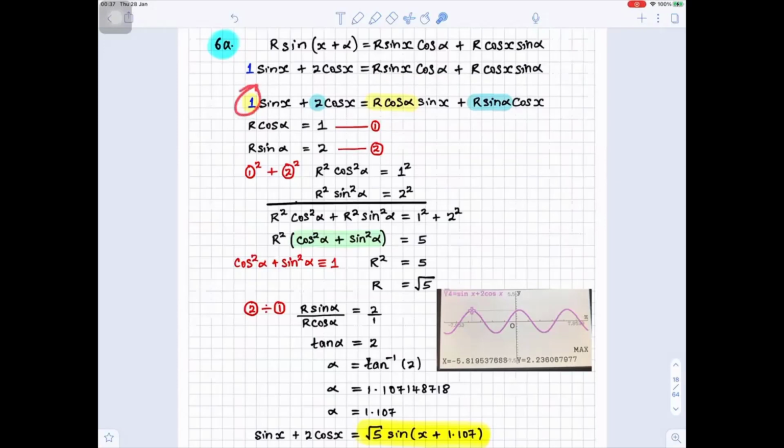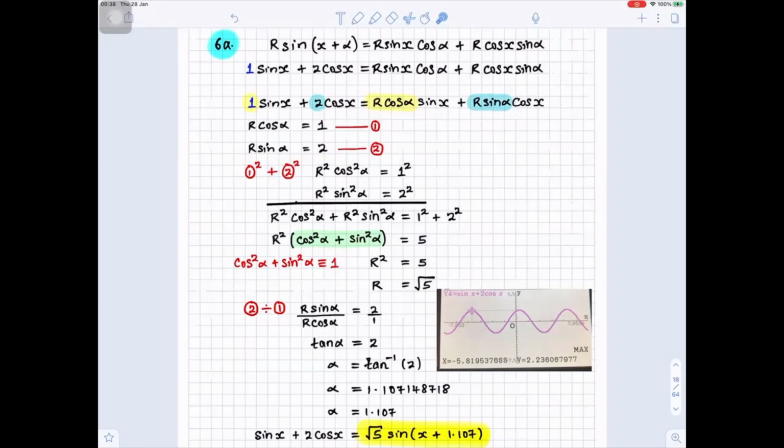So the 1 is similar to r cos alpha, because in front of it is sine x. R cos alpha, in front of it is sine x. So that means 1 is equal to r cos alpha. When we compare the 2, it is equivalent to r sine alpha, because in front of 2 is cos x, and in front of r sine alpha is cos x. So what is in front, 2, is equal to r sine alpha. So r cos alpha equals 1, and r sine alpha equals 2.